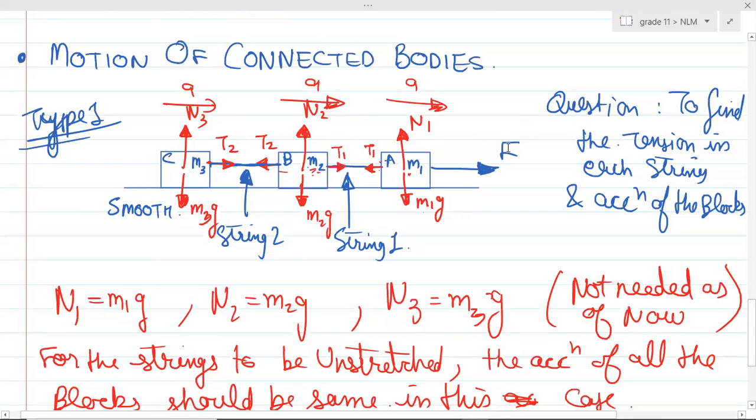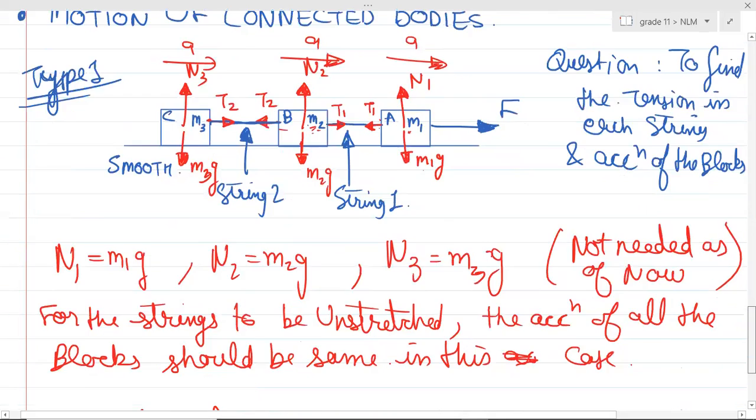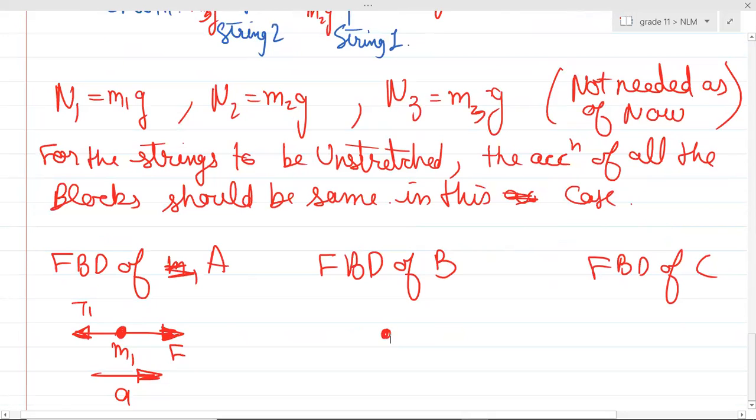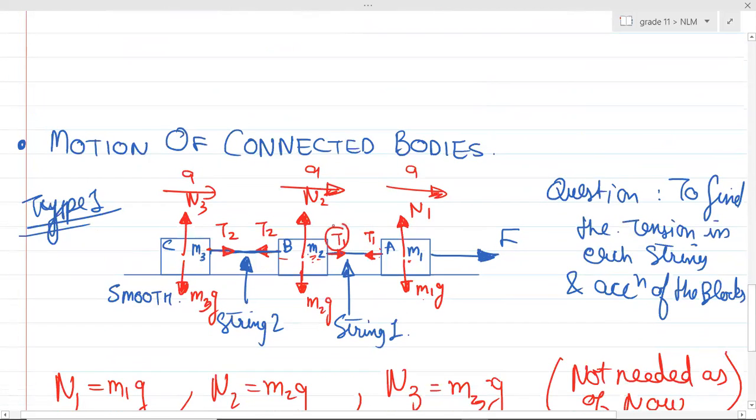No, it won't be equal to F. It will be just T1 only, and just T2. Look, this is T1 and this is T2. We are just drawing all the forces which are acting. So can you see T1 and T2 which were acting on this block B? I have drawn them.